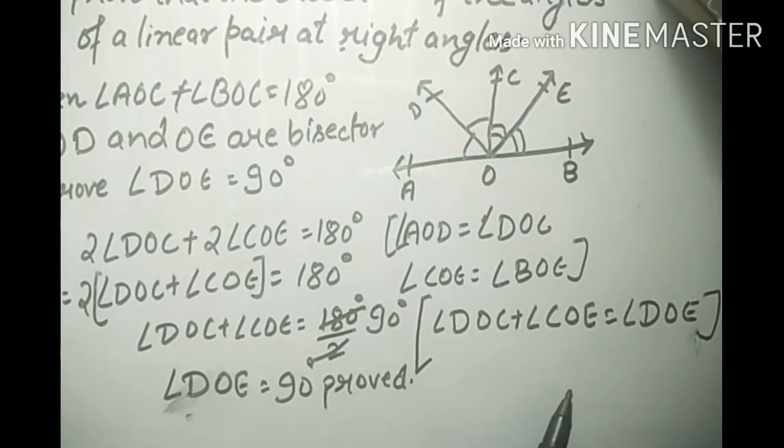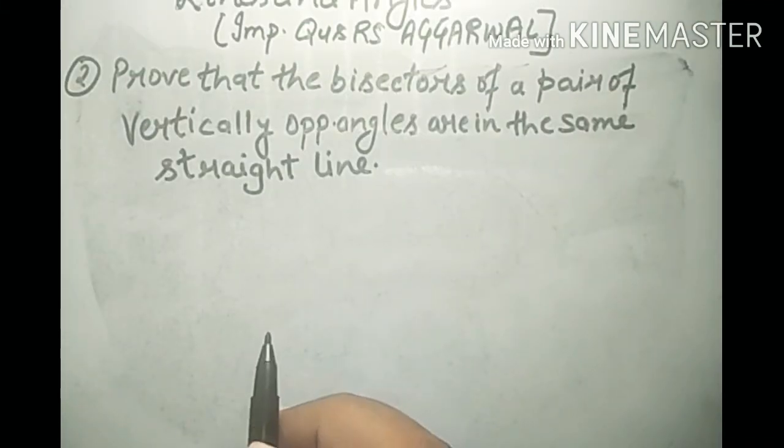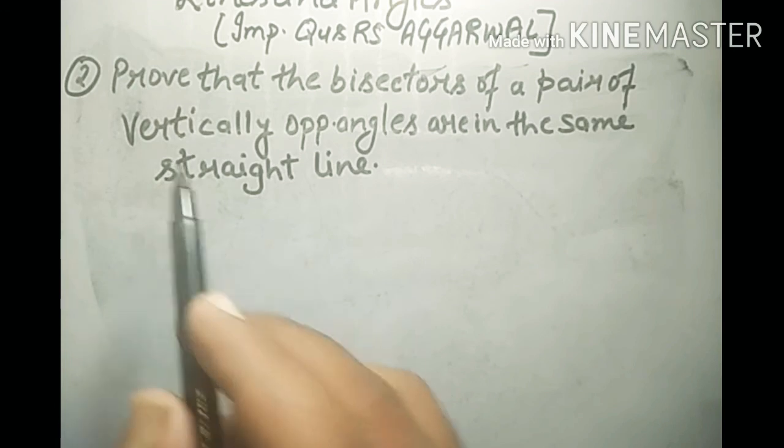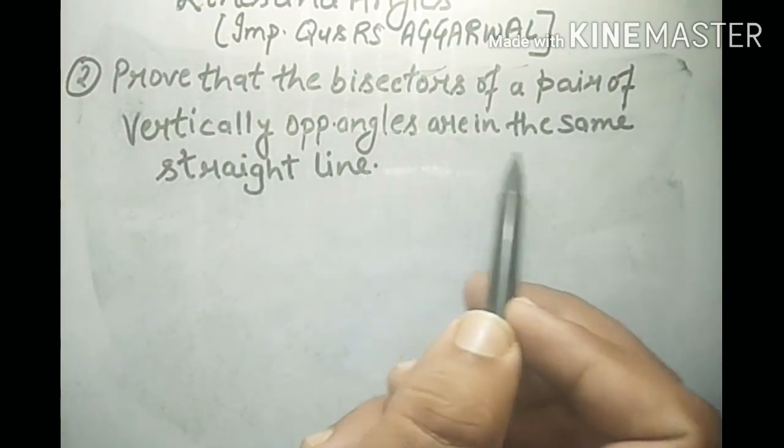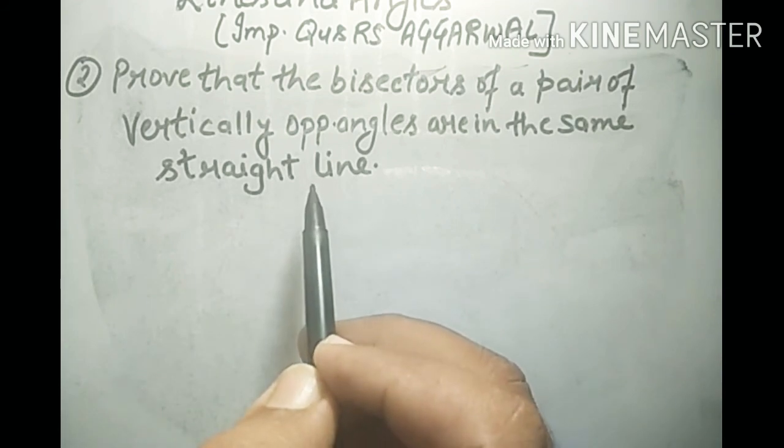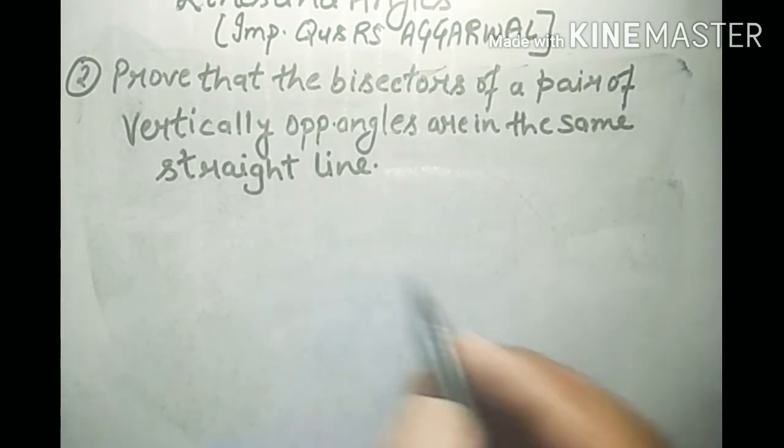Okay, so this is your first question. Now we are going to the second question. Okay, so here it is your second question. Prove that the bisectors of a pair of vertically opposite angles are in the same straight line. Okay, to solve this question we need to draw a figure.